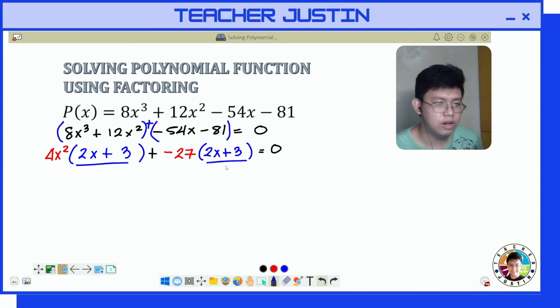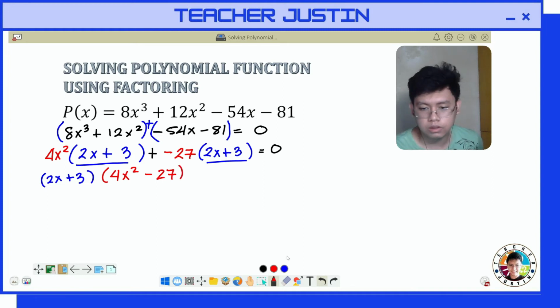So let's factor out their common factor, which is 2x plus 3, and divide each term by 2x plus 3, giving us the other factor, which is 4x squared minus 27. Okay? So, this will be the factor of our polynomial, 8x cubed plus 12x squared minus 54x minus 81.